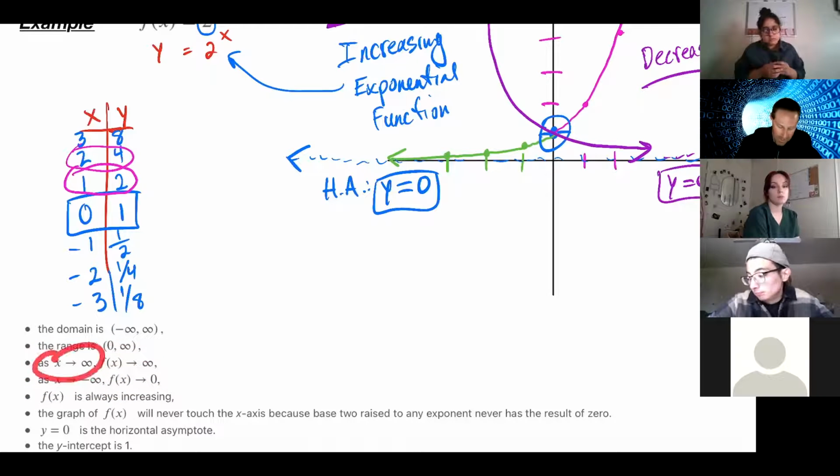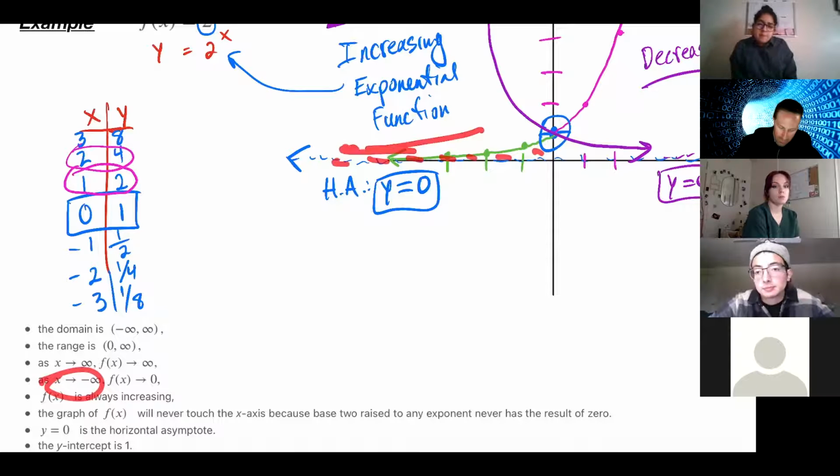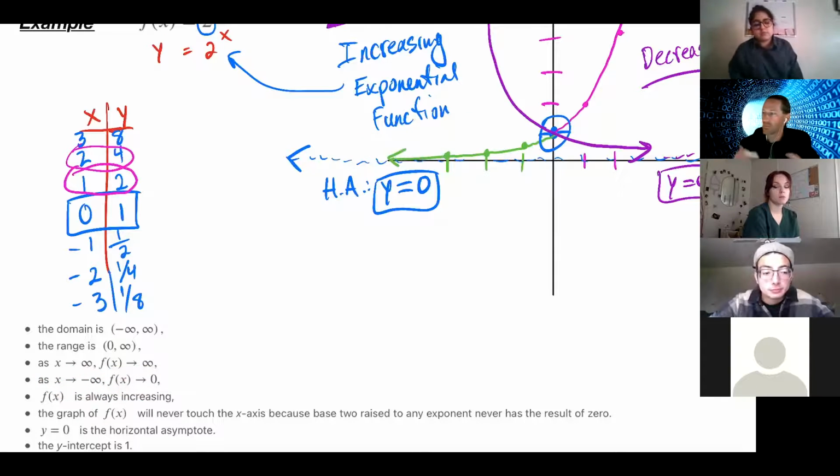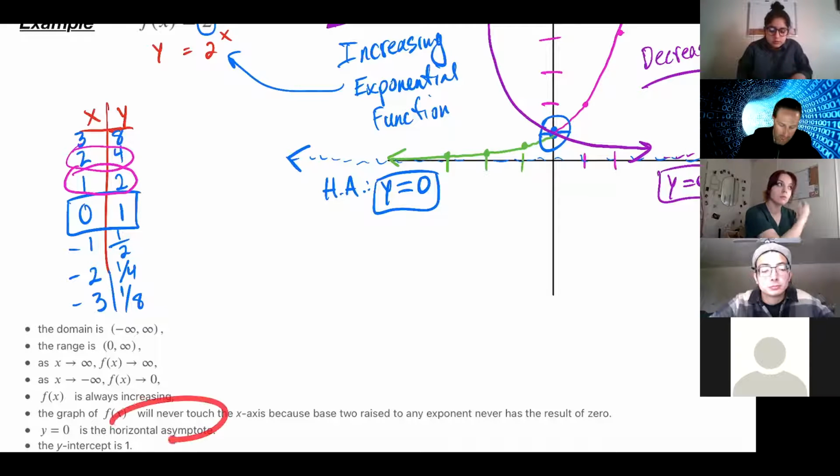As x goes to positive infinity, if it's increasing, our y goes to infinity. As x goes to negative infinity, our y goes to 0. Okay, all the things that we already talked about last unit. The nice thing is, if you learn that, we're just going to keep building off of it with these new functions. And just make sure when you are asked for asymptotes, you give the equation.